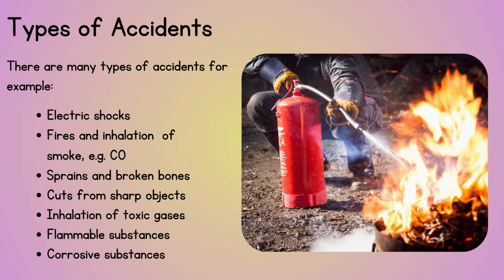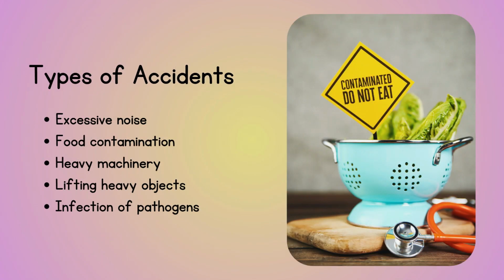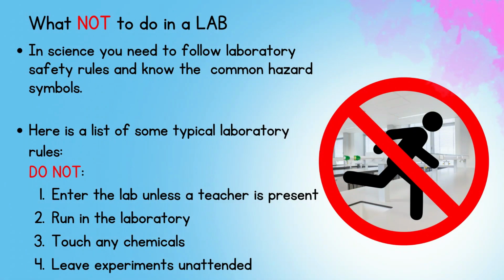Types of accidents. There are many types of accidents. For example, electric shocks, fires and inhalation of smoke, for example carbon monoxide, sprains and broken bones, cuts from sharp objects, inhalation of toxic gases, flammable substances, corrosive substances, excessive noise, food contamination, heavy machinery, lifting heavy objects, and infection of pathogens.